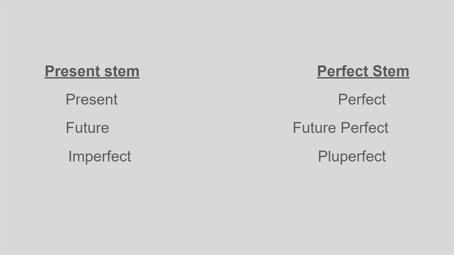The perfect stem ones: ambulavi for perfect, ambulavisti, ambulavit. For the future perfect, it's ambulavero, so you still have that perfect stem. Ambulavero, ambulaveris, ambulaverit. And then for the pluperfect, ambulaveram, ambulaveras, ambulaverat, etc. Gosh, the pluperfect is very long and hard to say.